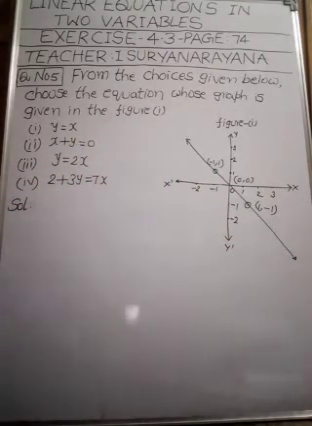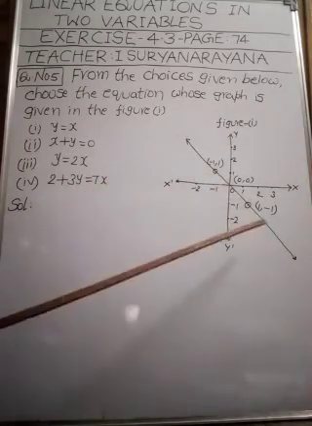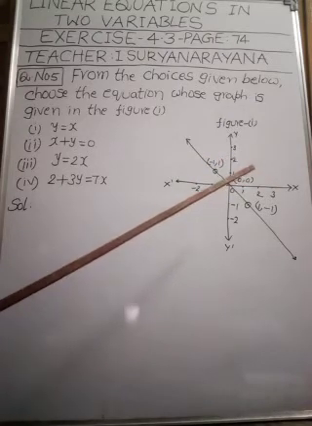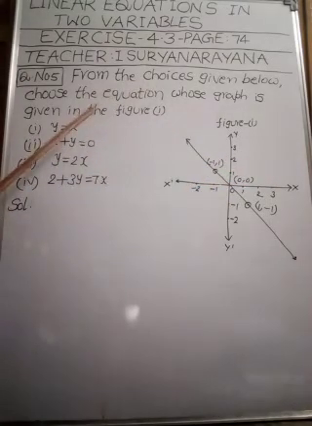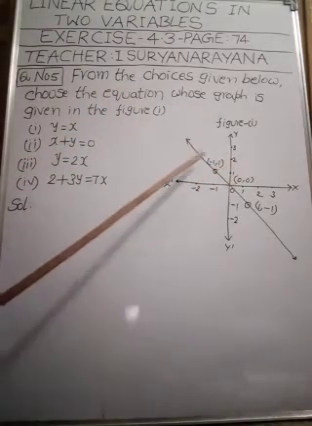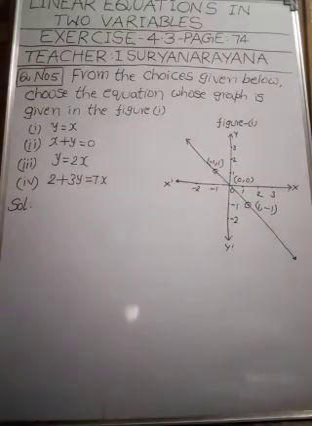Right. To find the equation of the graph: in the previous exercise problems, the equation was given and we drew the graph. But here, the graph is given and we have to find its equation. So it is reverse order in this question. Understood this point, my children?